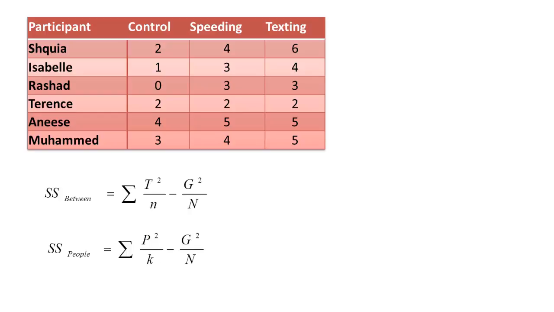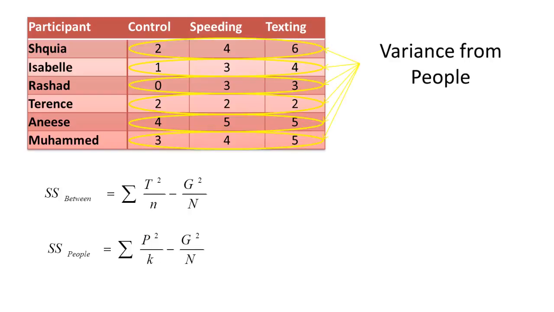And if you look at the formula for sum of squares people, you'll notice that the formula is very, very similar. And this is on purpose, because those very, very smart people realized that they could use just a small variation of the formula for sum of squares between to figure out how much of the variance is due to people. So you can see that this formula is just summing across the scores for each person. And so sum of squares people tells you how much of the variance in your sample is due to just the fact that there are the same people who are going across the different conditions.